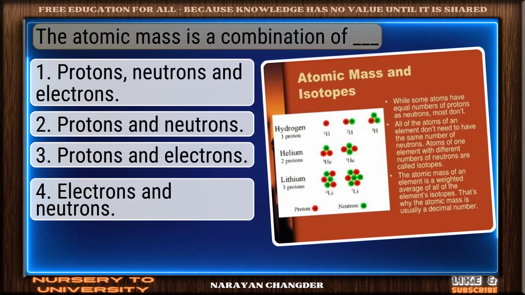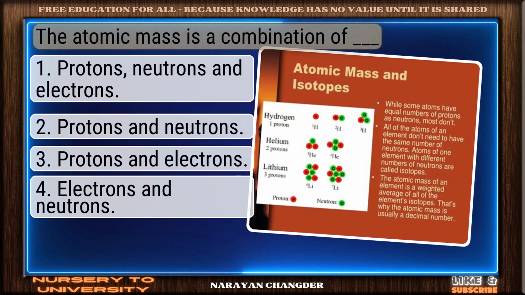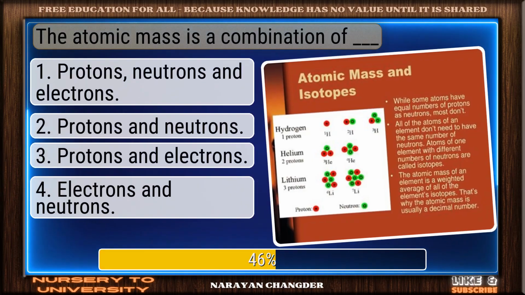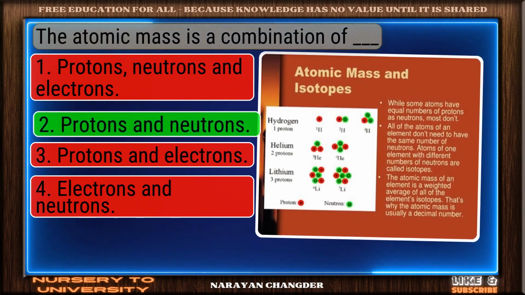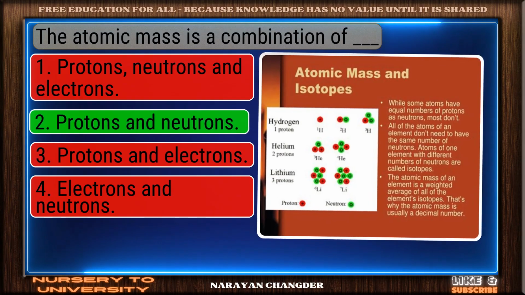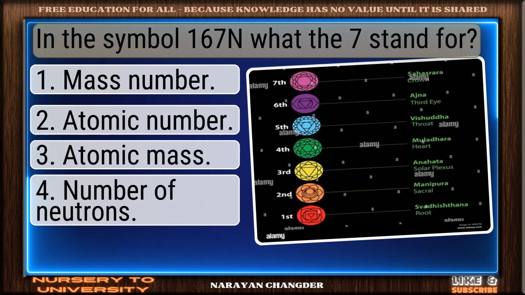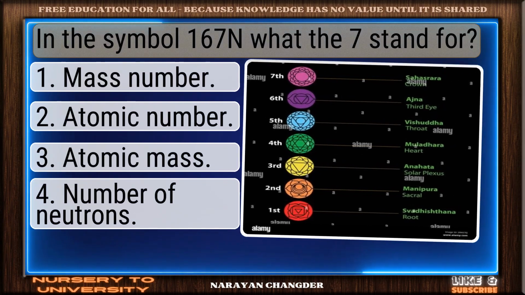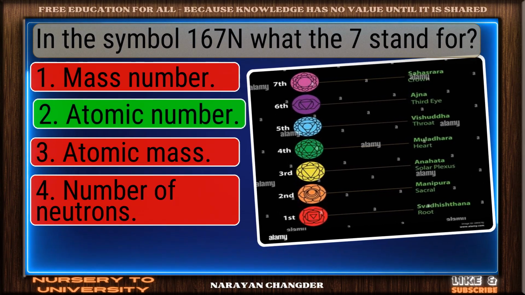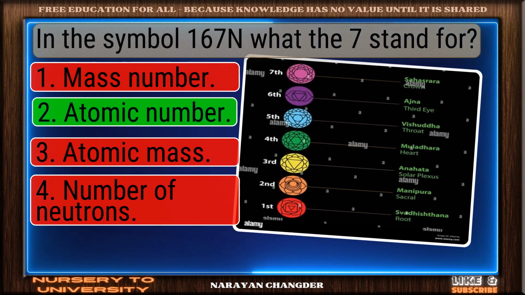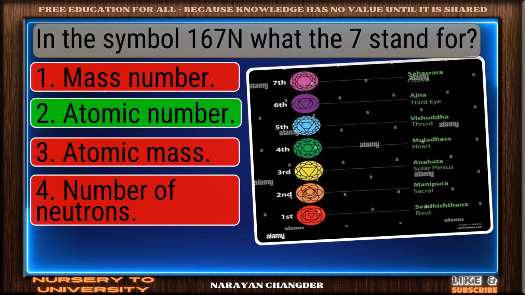The atomic mass is a combination of... Well reasoned. Protons and neutrons is the correct choice. In the symbol X-7, what does the 7 stand for? Nice work. You chose atomic number, and it is correct.